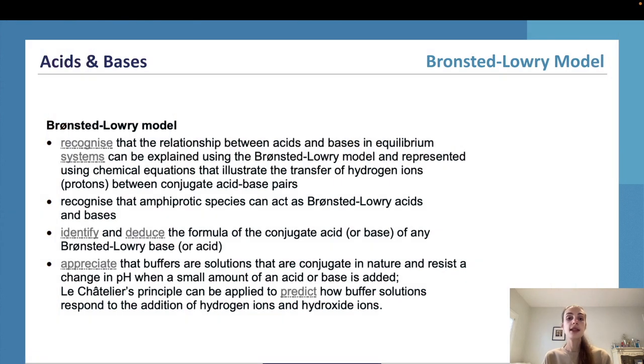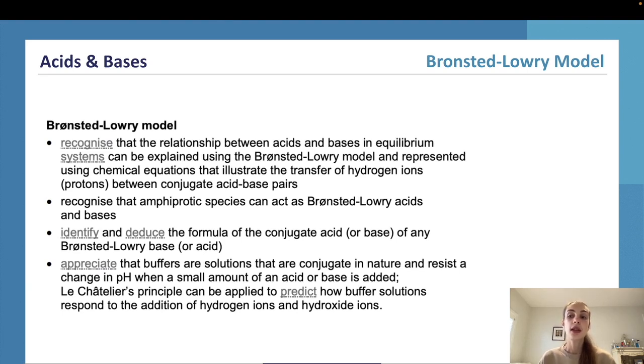So now we need to consider the concept of the Bronsted-Lowry model. And so this gives us an understanding of how there is a transfer of hydrogen ions in order to show the extent of dissociation of acids and bases. And then this also becomes applied to equilibrium systems.